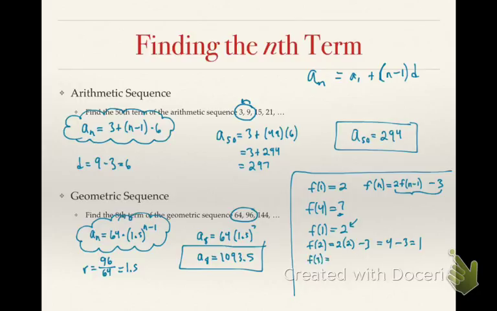Now you can look for the 3rd term. F of 3 is going to be 2 times the previous minus 3. So 2 times the 1 minus the 3. 2 minus 3 gives you negative 1. Now I can find the 4th term, because it's based upon that 3rd term. 2 times the previous, which is negative 1, minus 3. Negative 2 minus 3, negative 5. So for recursive, you have to actually find all consecutive terms. So f of 4 is negative 5.